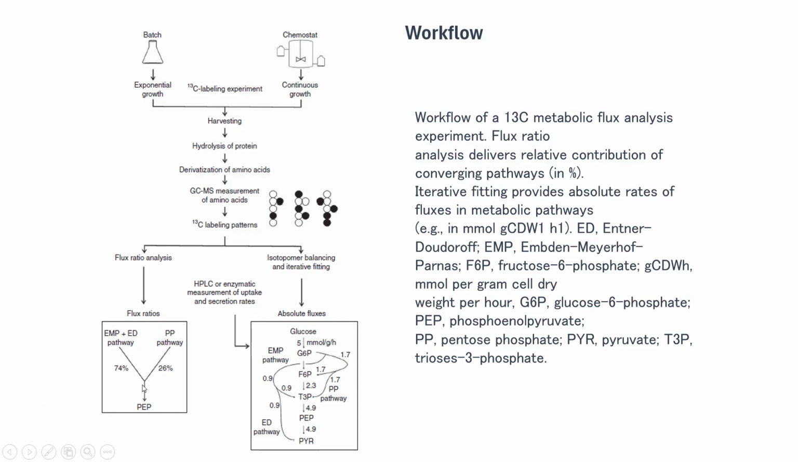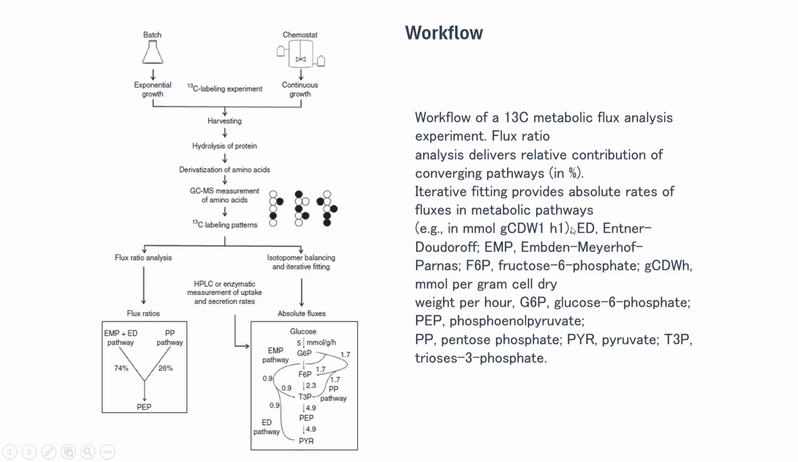So if two pathways are converging in a particular product which is getting utilized further downstream, flux ratio analysis can give you the relative weights: how much percentage of flux is coming from that particular pathway and how much is coming from the other pathway, adding up to be 100%. And iterative fitting provides absolute rates of fluxes in metabolic pathways.